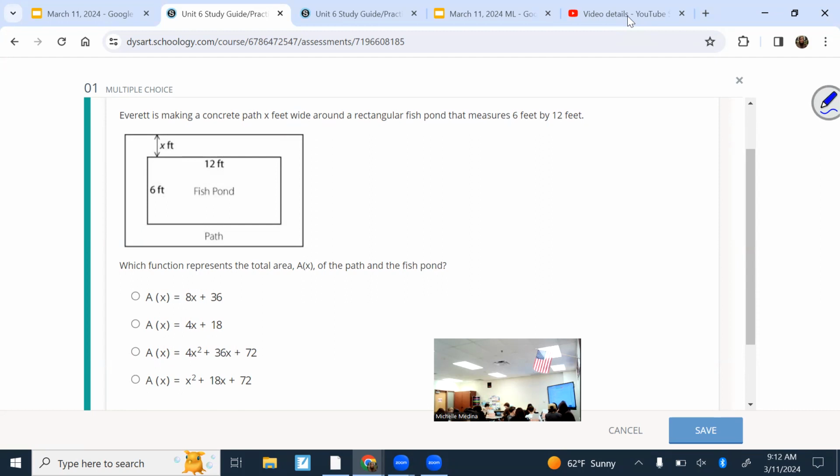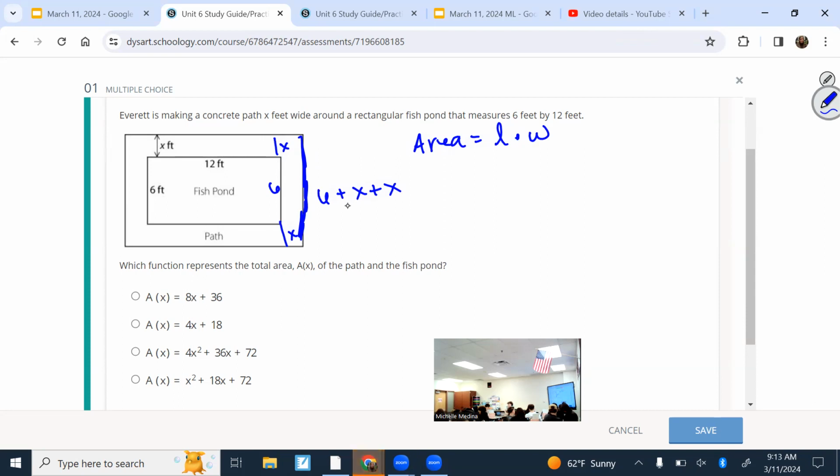So you would have to come up with a dimension for this, because how do I find area? Good. So I need to come up with an expression for this side. I know that it's 6 feet from here to here. I know that it's X feet from here to here and X feet from here to here. So it basically becomes 6 plus X, which if you combine like terms, what's X plus X?